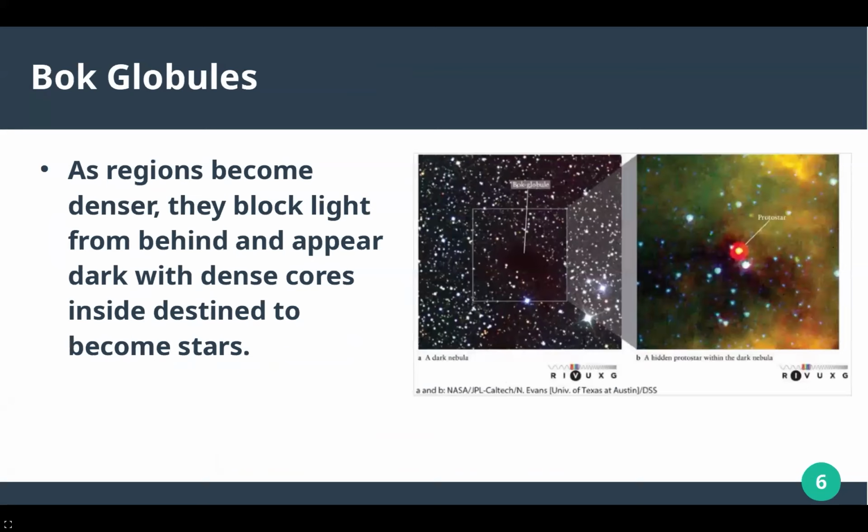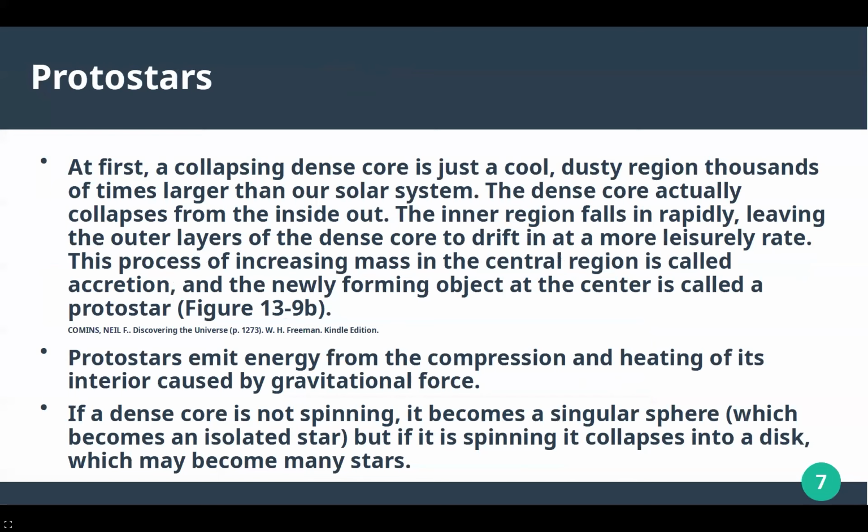Collisions between two interstellar clouds and ionizing radiation from O and B stars can also cause gravitational instability. As regions become denser, they block light from behind and appear dark with dense cores inside destined to become stars. These are called Bok globules. At first, a collapsing dense core is just a cold, dusty region thousands of times larger than our solar system. The dense core actually collapses from the inside out. The inner region falls in rapidly, leaving the outer region to drift in at a more leisurely rate. This process of increasing mass of the central region is called accretion, and the newly formed object at the center is called a protostar.